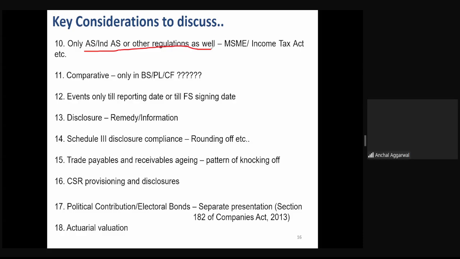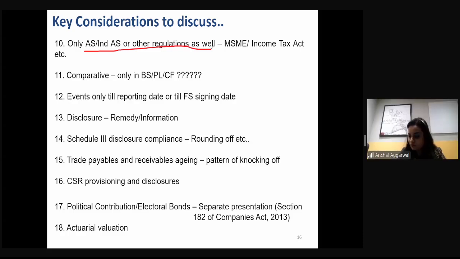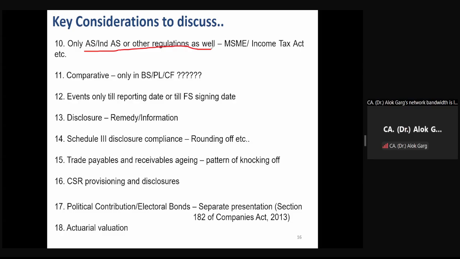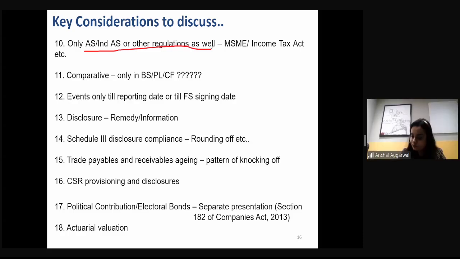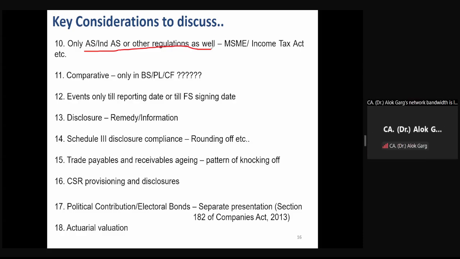For example, the company has decided to distribute the dividend. You have to check the compliance of Section 123. You have to see the meaning of free reserves as per Section 2, clause 43. Right.